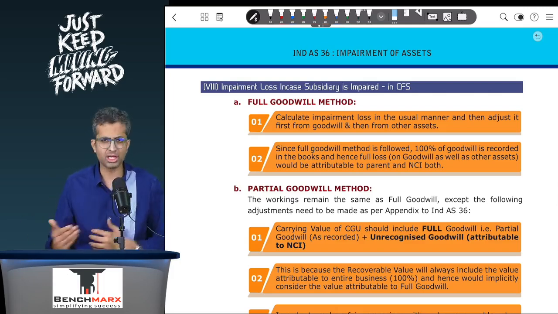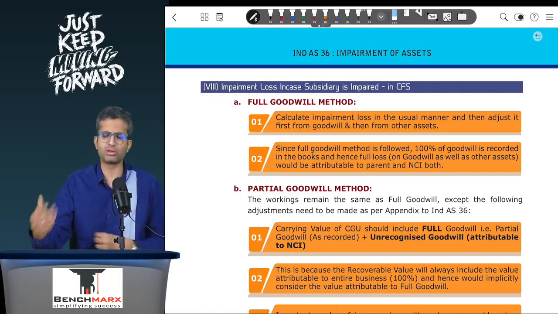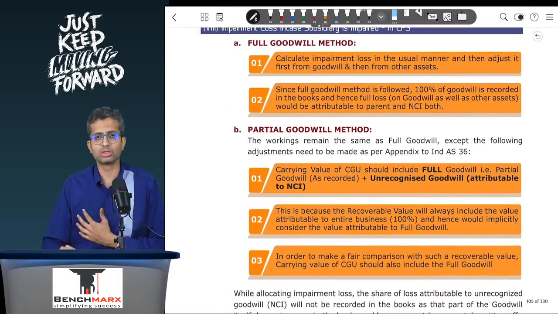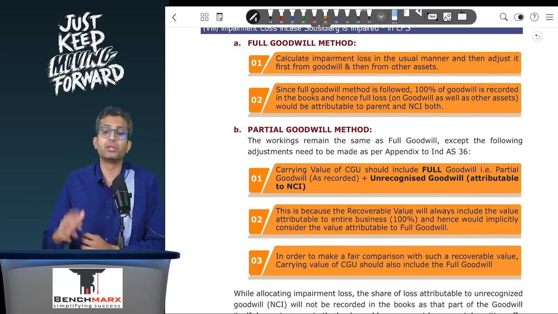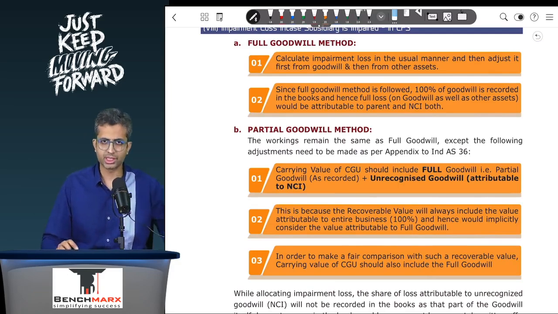And lastly, for other assets, that always require 100% consolidation, out of that 100% you will attribute the losses to parent and NCI both. So that is a quick, I would say 15-minute, concept revision for Ind AS 36.